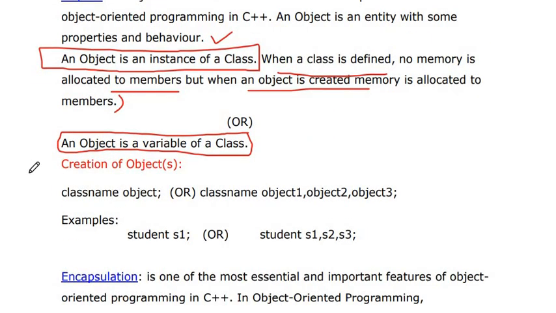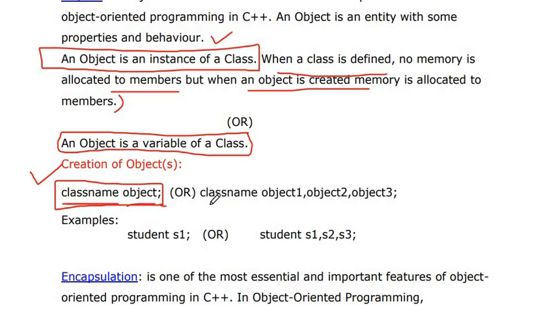Now let us see creation of objects. This is the syntax to create an object. First we have to write the class name. The class name is followed by the object name. The object name is followed by a terminating semicolon. This syntax is used to create only one object.